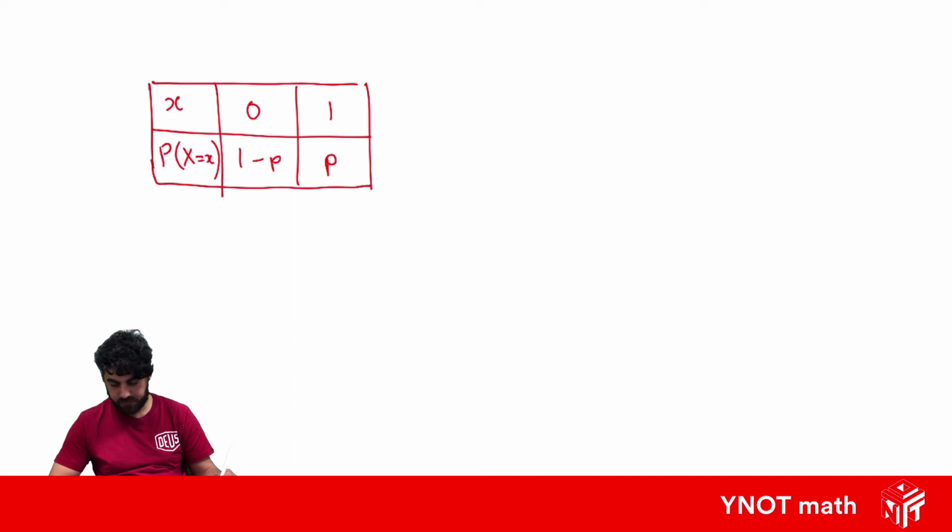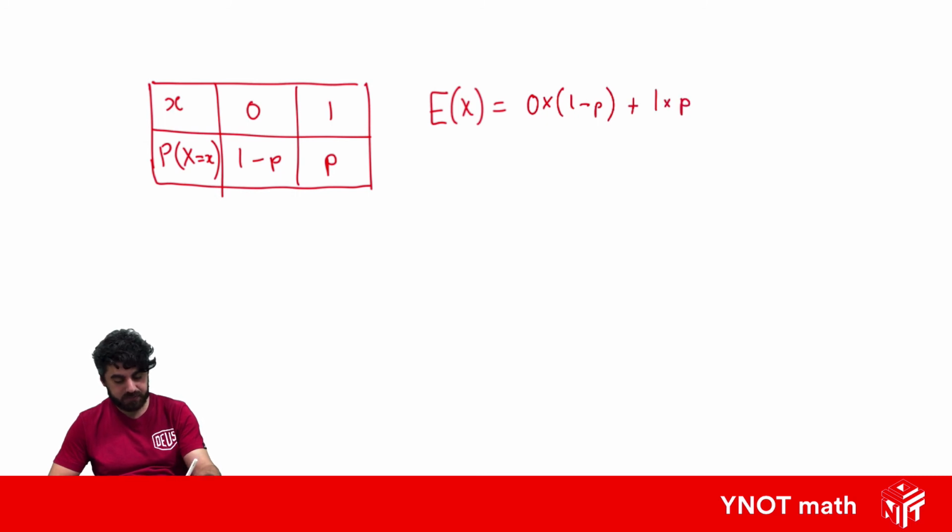From here we can show where our expected value and variance come from. Our expected value of x is the score multiplied by the probabilities, all added together. So we get 0 times 1 minus P plus 1 times P. 0 times all of this is 0, and 1 times P is P. So that's where we get the expected value of x being P from.